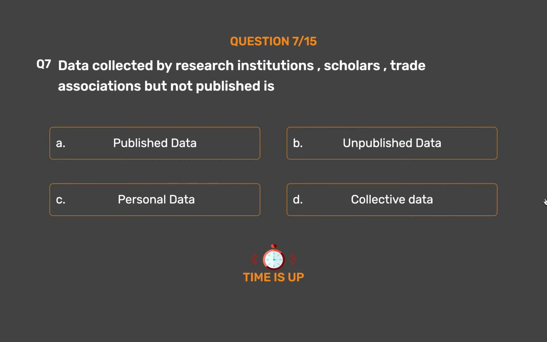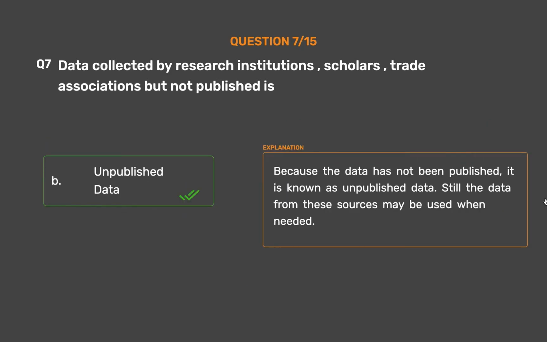The correct answer is Option B. Unpublished data. Because the data has not been published, it is known as unpublished data. Still, the data from these sources may be used when needed.